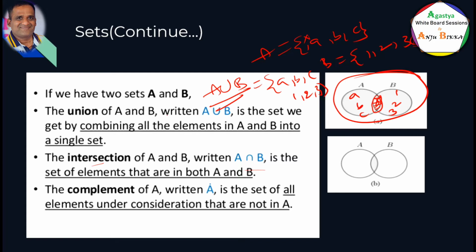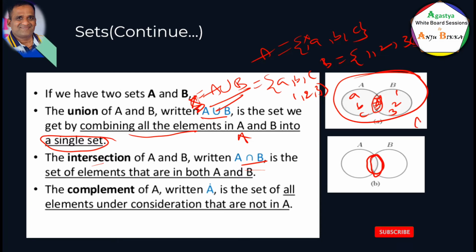The union of A and B is written as A union B, and we are combining all the elements of A and B into a single set. So A union B, we can use some X or S, into a single set. What is the intersection of A and B? What is the intersection? So what are the common elements between A and B?